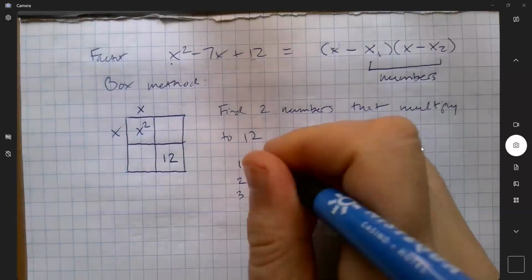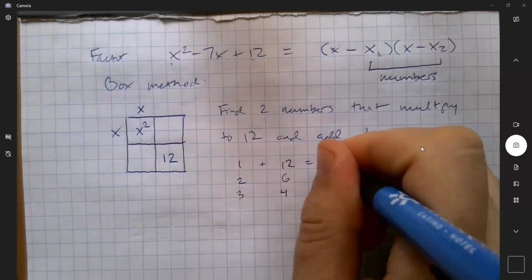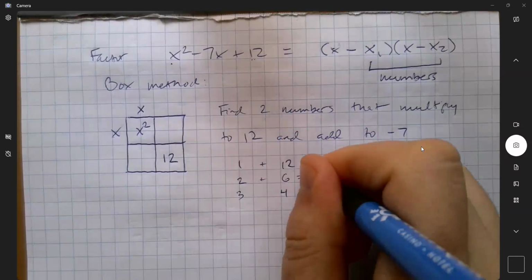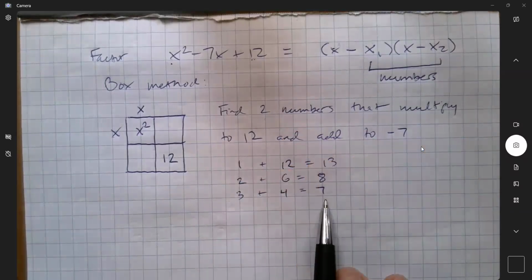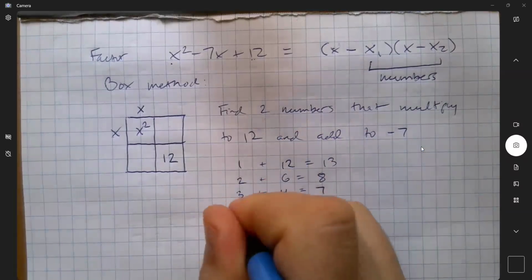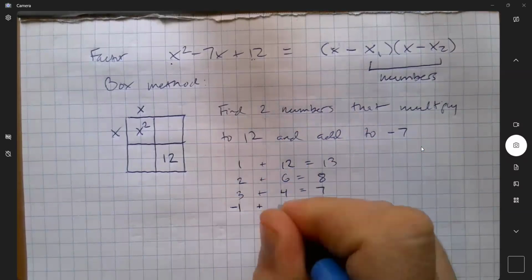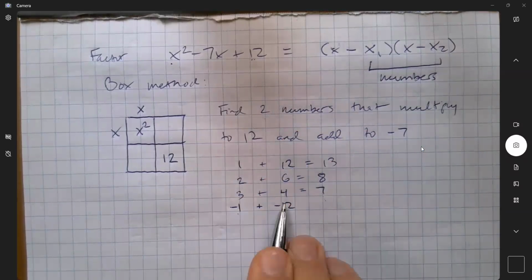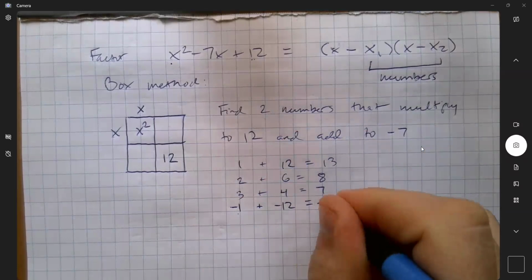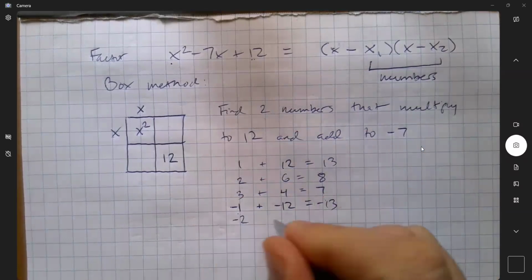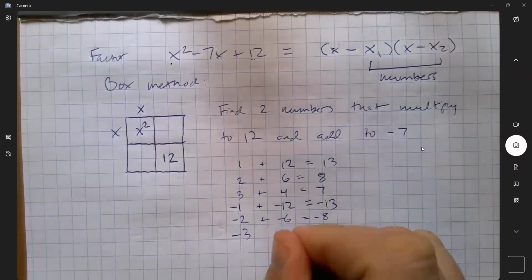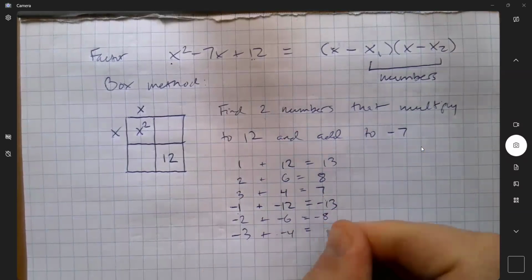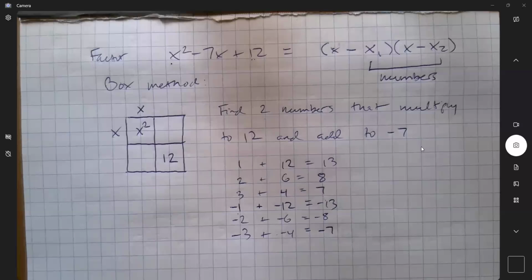and they should add to negative 7. Unfortunately, when I add these pairs of numbers, I don't get negative 7. I do get a positive 7. And that should remind you that I'm allowed to have integers. So I could also have negative 1 and negative 12, which is negative 13 when I add them, negative 2 and negative 6, which is negative 8, and negative 3 and negative 4. And negative 3 plus negative 4 equals negative 7.